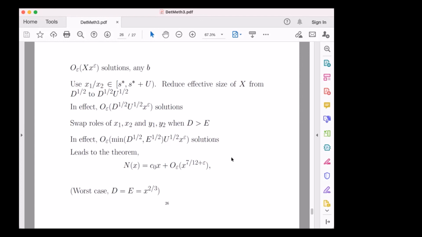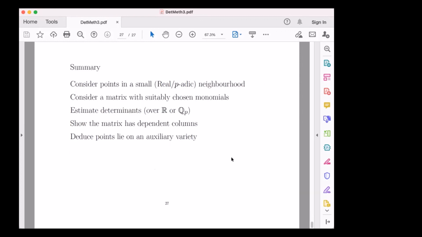Well, I've skipped some of the details, but I hope I've given you an impression of the general line of attack. So I'm going to end with a summary of the determinant method in general.